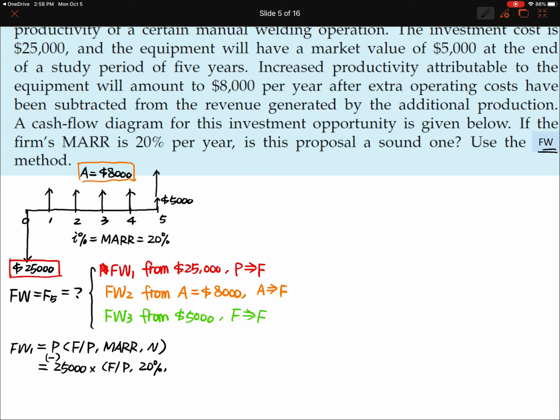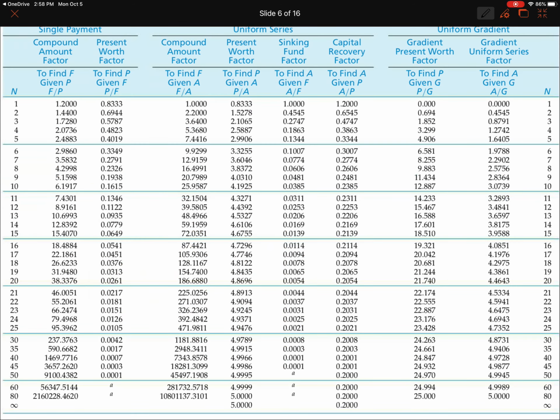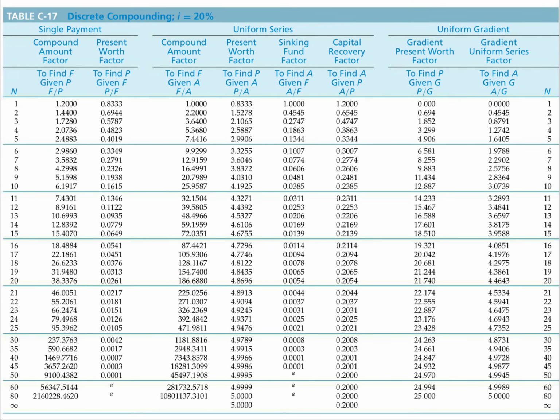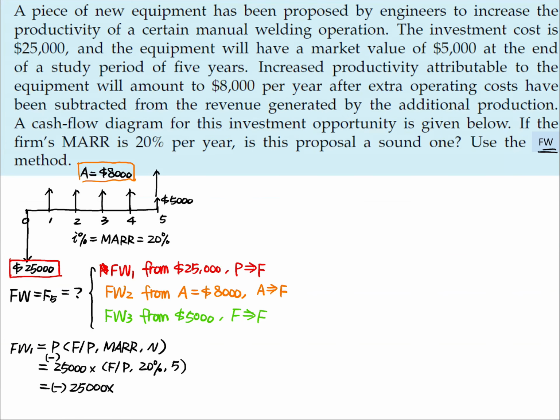So negative 25,000 times a factor F/P, 20%, N is 5. So it's negative 25,000. You need to find out the factor in the table of I equals to 20. So it's to find the future given present, it's this column, and the number of N is 5, so this is your factor.